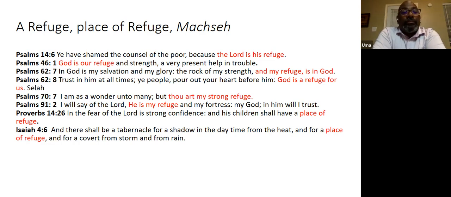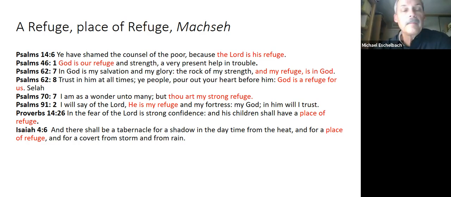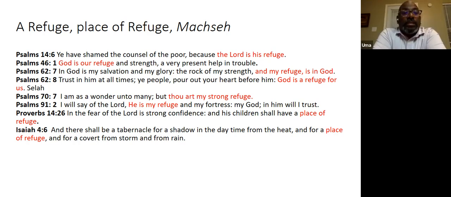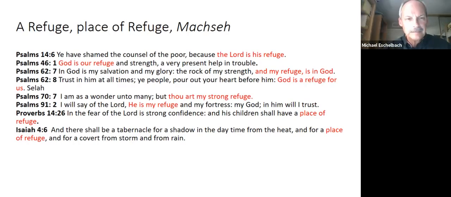And there shall be a tabernacle for a shadow in the daytime from the heat, and for a place of refuge, and for a covert from storm and from rain. Here again, at least in my understanding, there's this protection provided. There's this umbrella that God's using in a way to protect the individual, or protect us. And this is where, in contrasting with the word trust and how that was played in the refuge, I saw more about the Lord as the focus of it, not the things that he put or the things that he made.